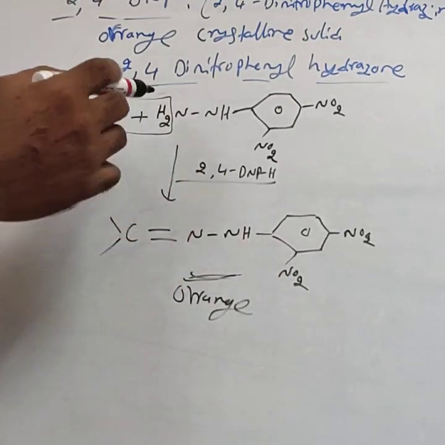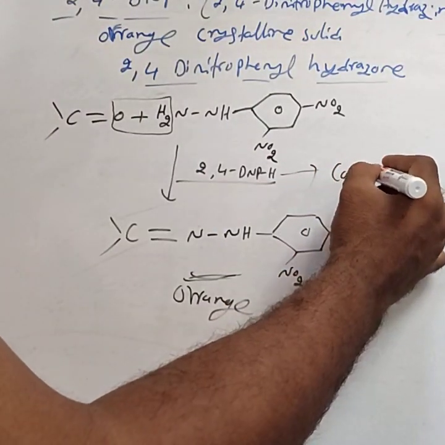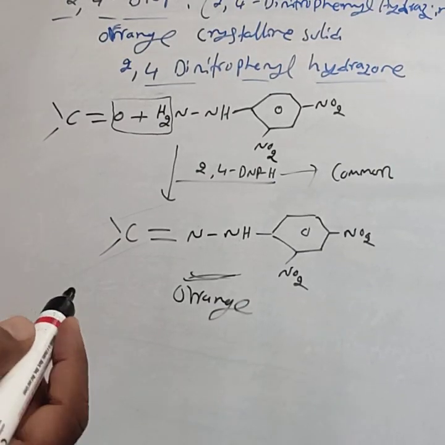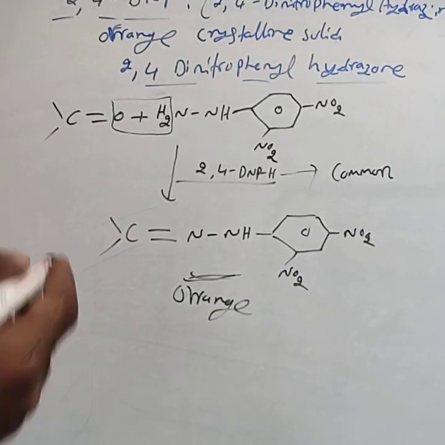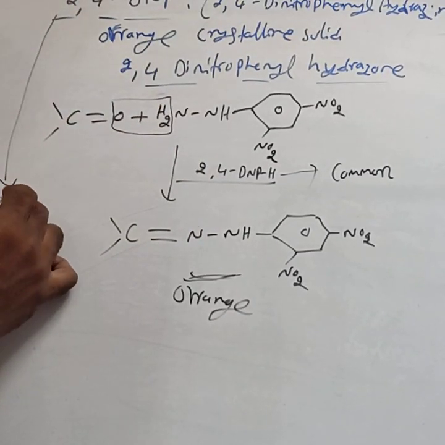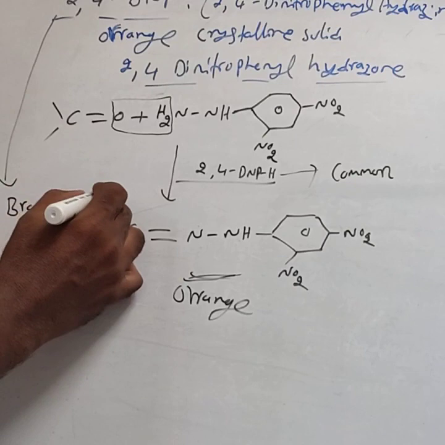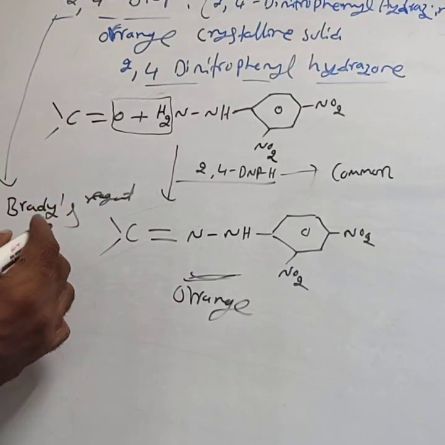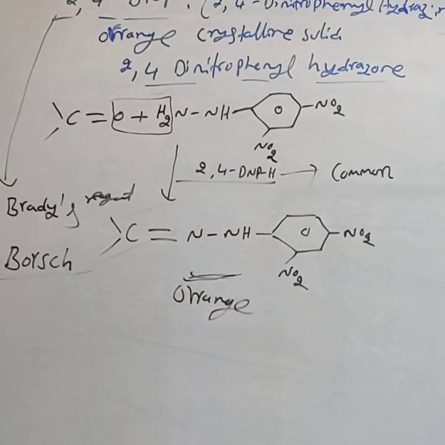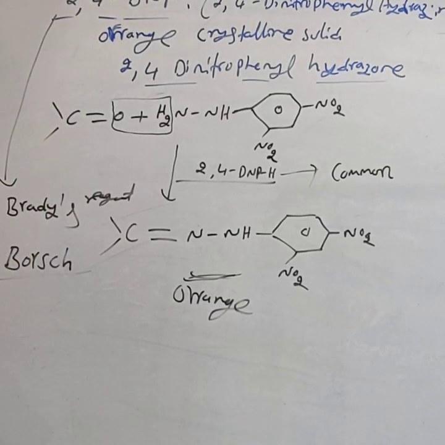2,4 DNPH is the common test. It is the common test for both aldehydes and ketones. Both will answer this reagent. This 2,4 DNPH is commonly called Brady's reagent. It is also called Borche's reagent. You can call 2,4 DNP Brady's reagent, also called Borche's reagent.